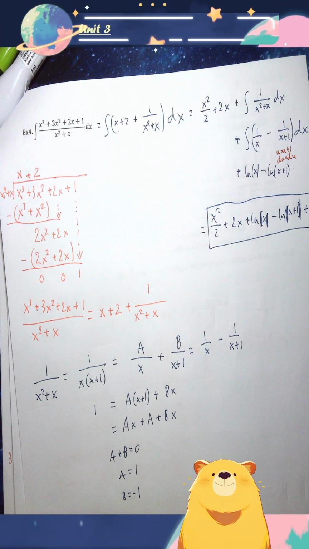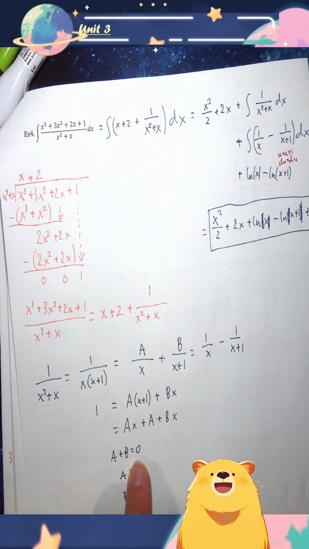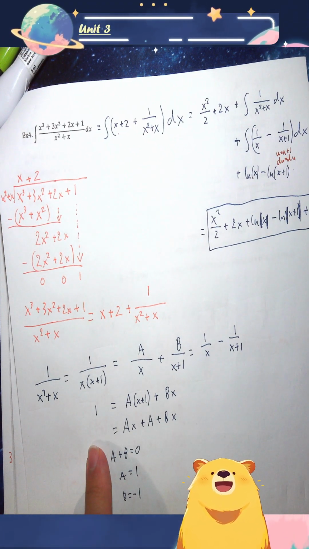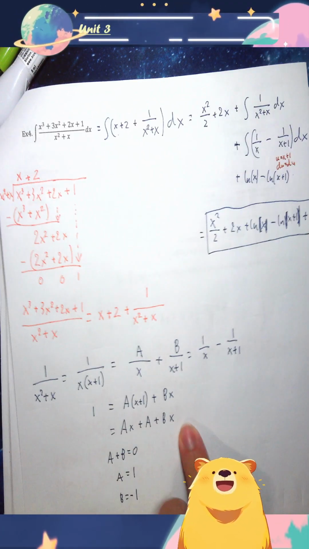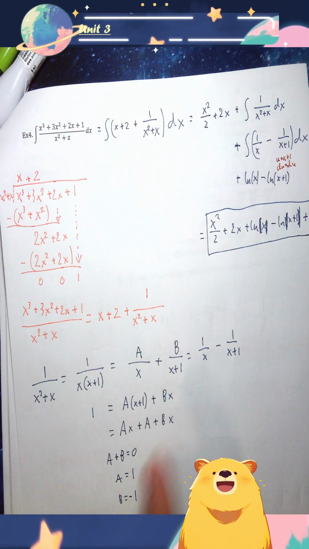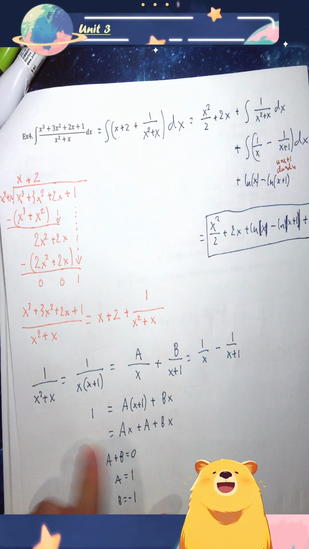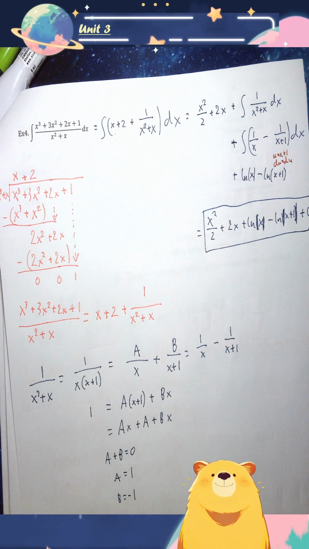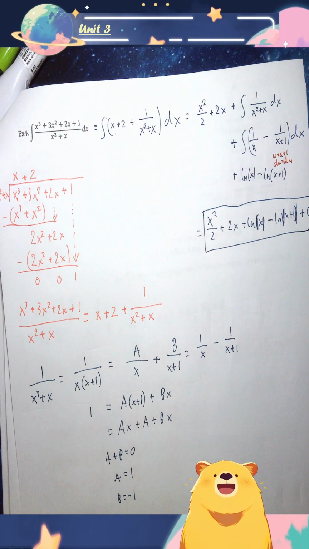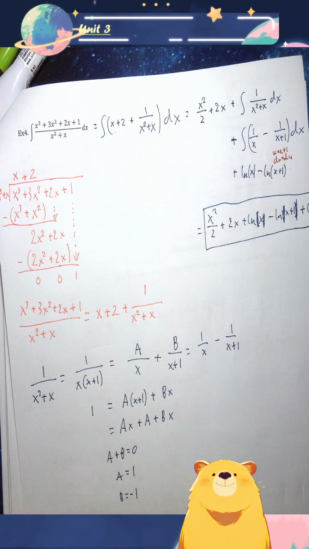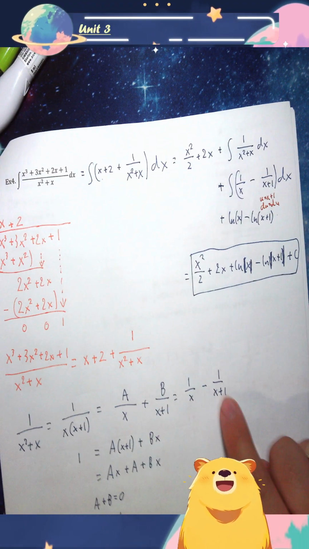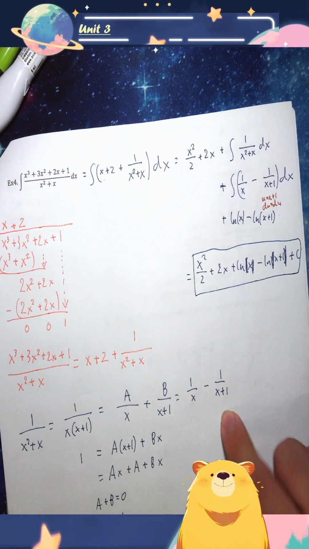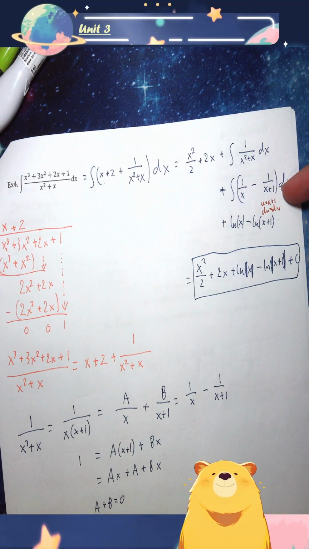So I talked over myself. So a plus b is equal to 0 because there's no x term on the left. But a is the only numeric value without a variable attached to it. So a is equal to the only numeric value on the left, which is just 1. Which means using that, this first part will be 1 over x minus 1 over x plus 1. So a is 1, b is negative 1. So I can split up that integral over here.